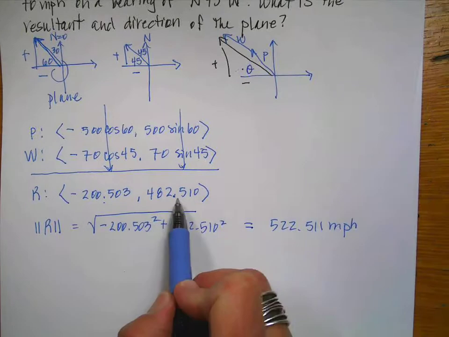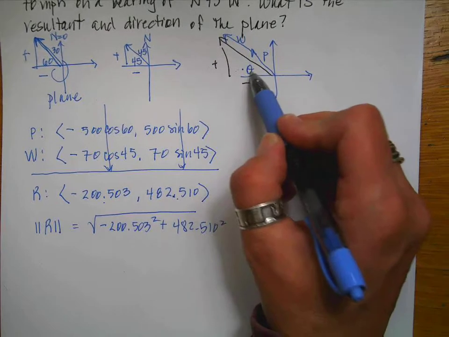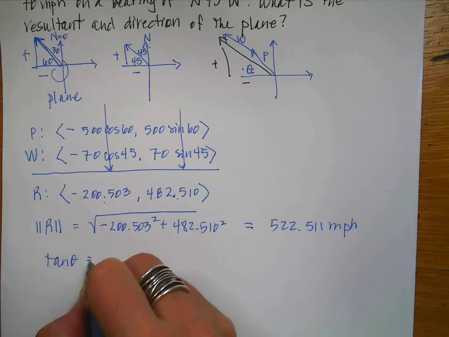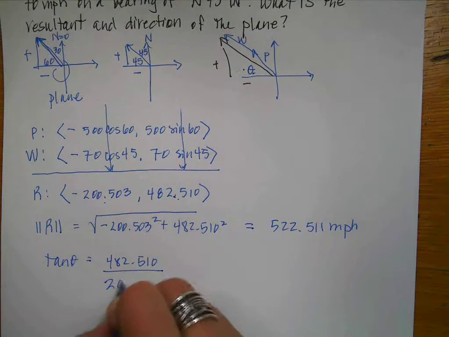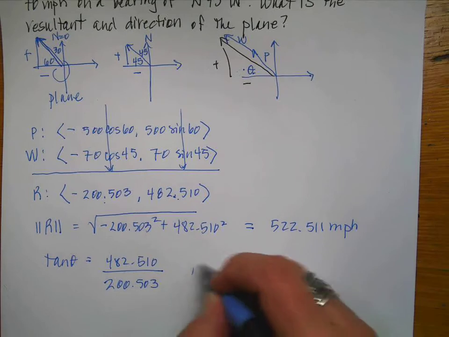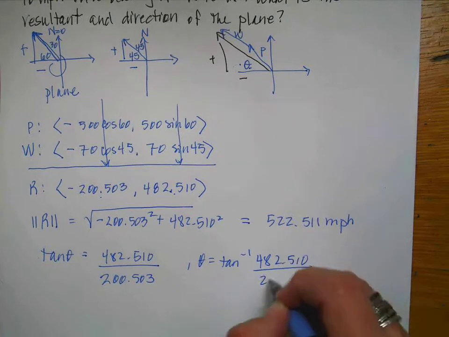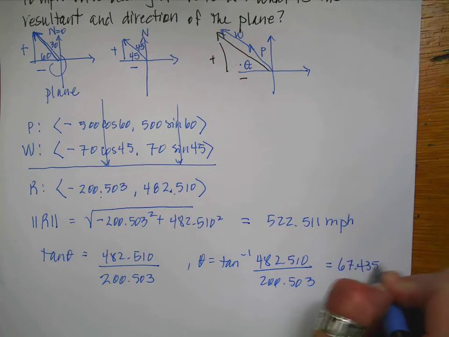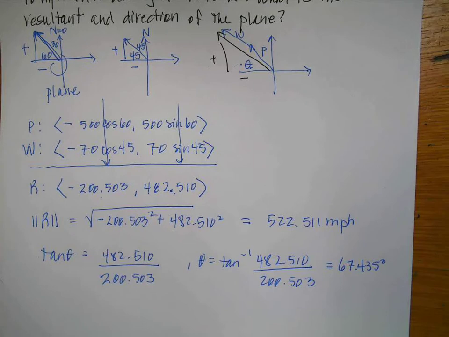Okay. My angle is here. I know an x and a y component, so I need to find the direction. So now I'm going to do trig to find that theta. I'm going to say that the tangent of theta is y, 482.510, divided by the 200.503. You do not need the signs because we're just finding the measure of the angle. So theta is going to equal the inverse tangent of those two numbers, and you get that theta is 67.435 degrees.